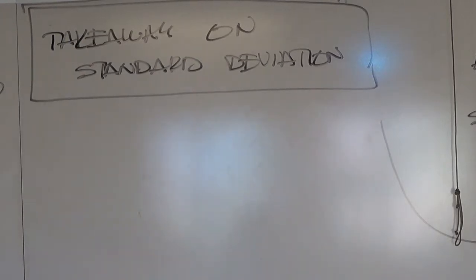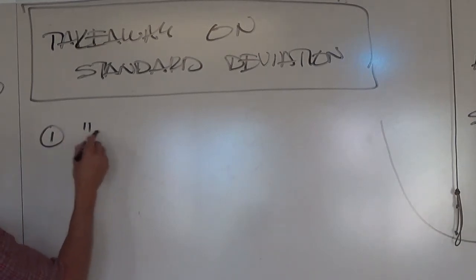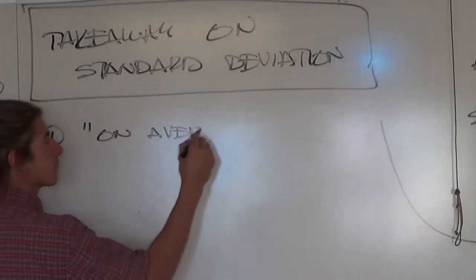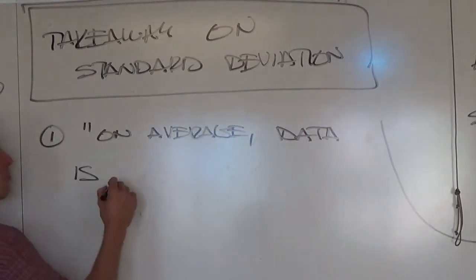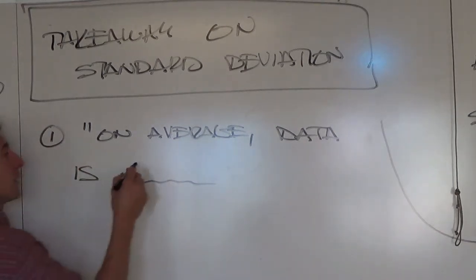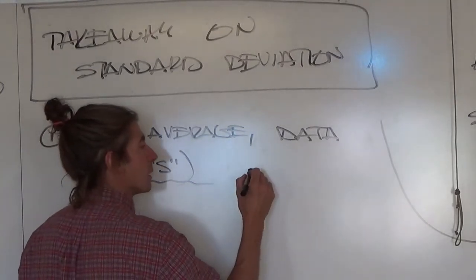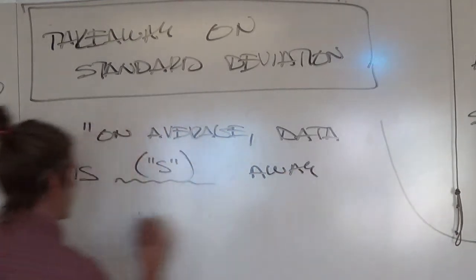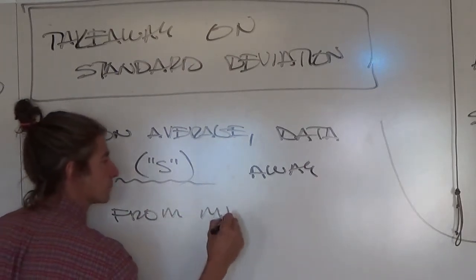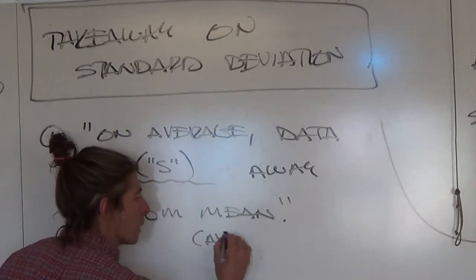Big takeaway: the definition of standard deviation. Make sure that you can say, on average, data is blah points away from the mean, or the average, and that blah is the value of S, whatever that number is. Yep. I want the average. That's cool.